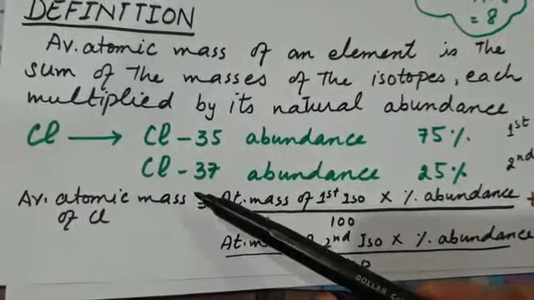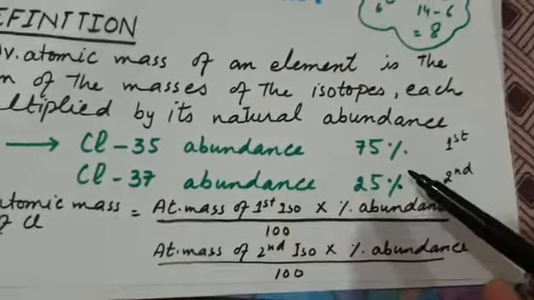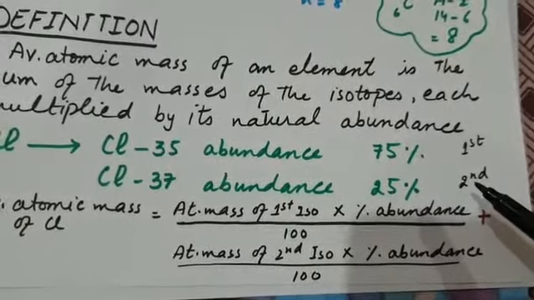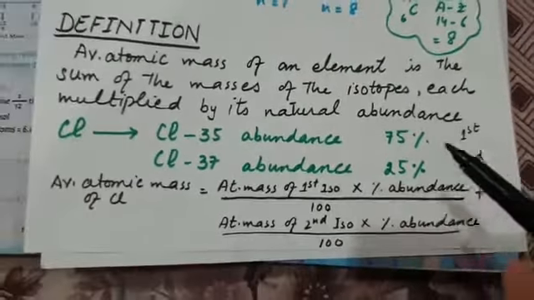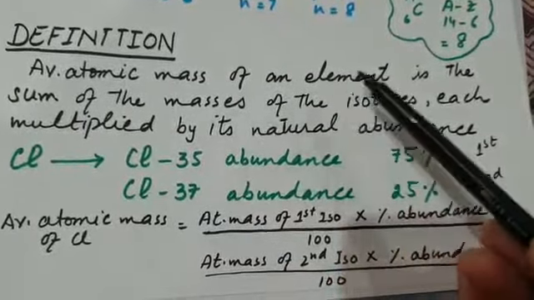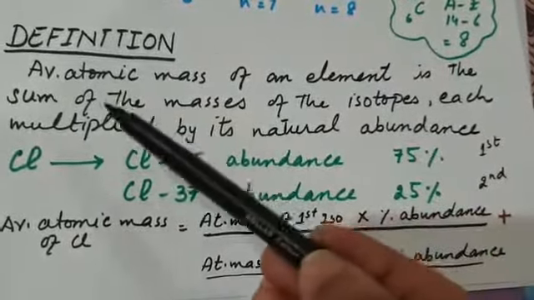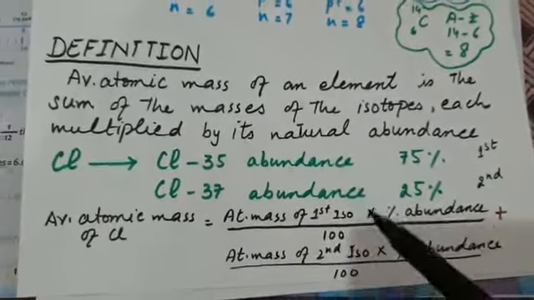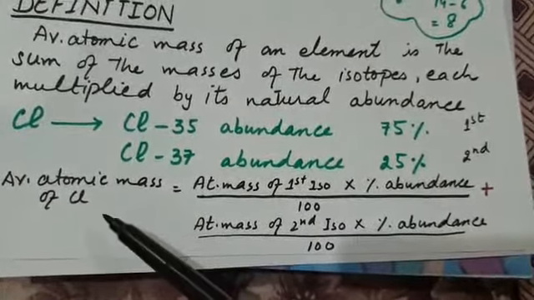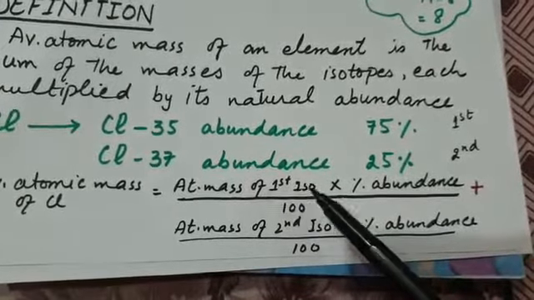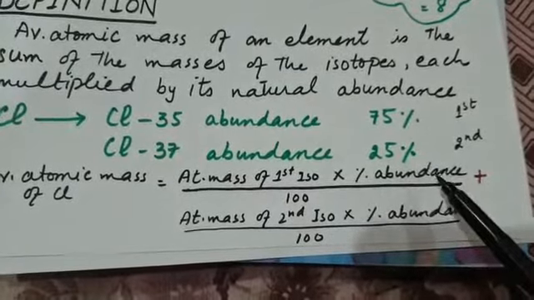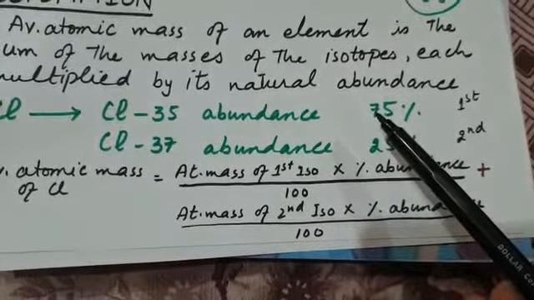Similarly, in the case of chlorine-37, the percentage abundance is 25%, and in this situation I considered it the second isotope of chlorine. Now, as you can see, the average atomic mass of an element is the sum of the masses. Now, please look carefully. The average atomic mass of chlorine is the atomic mass of the first isotope multiplied by its abundance, that is 75.